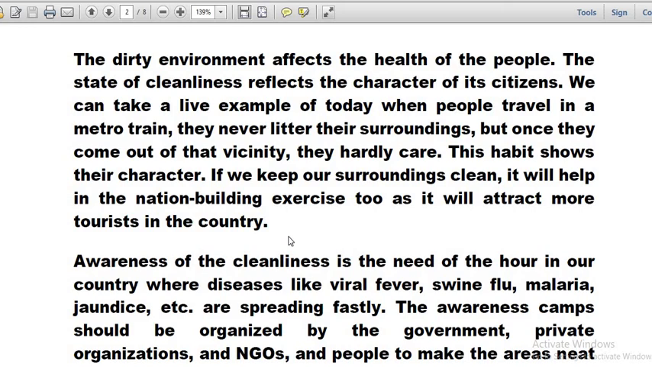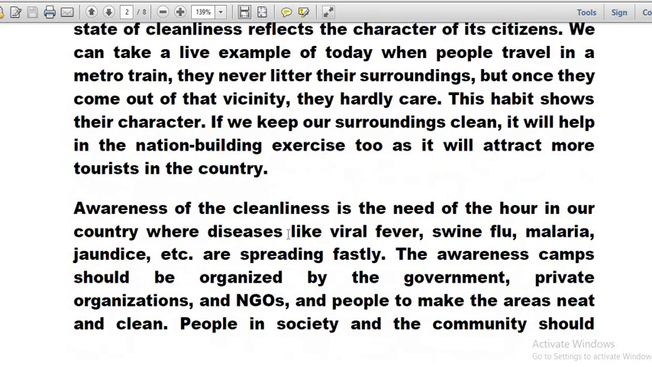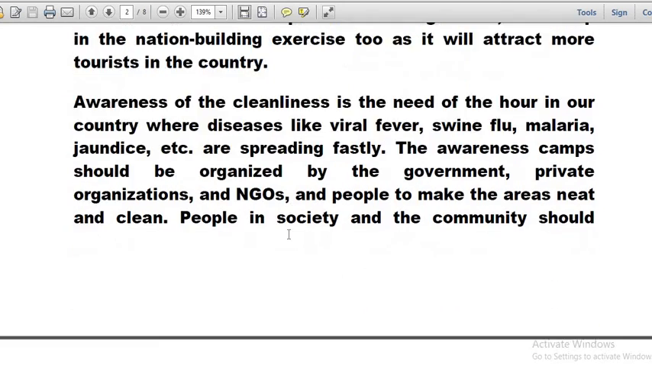If the environment is clean, we all can stay healthy. And obviously, cleanliness is next to godliness. I guess you all know about it.